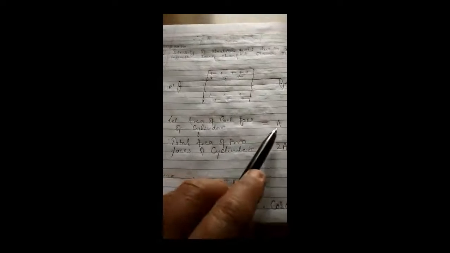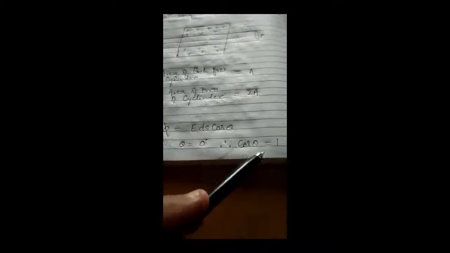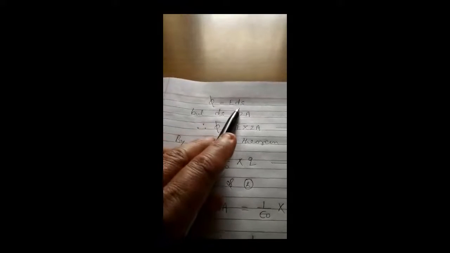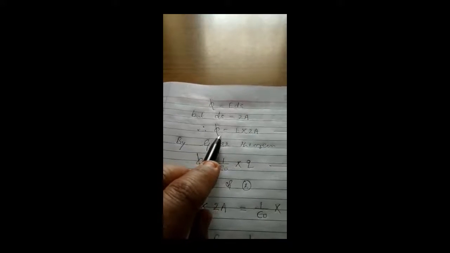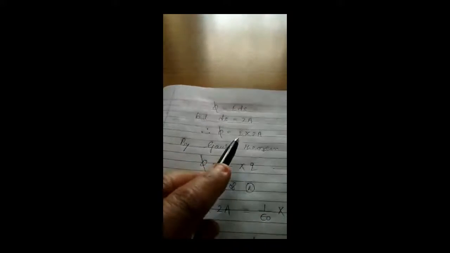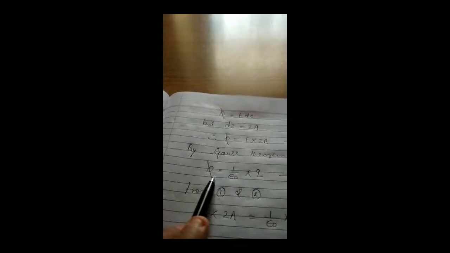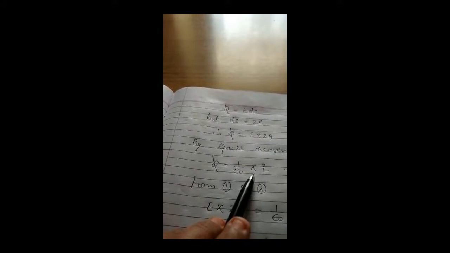Now we will suppose the area of each face of the cylinder is equal to A. So the total area of the two faces of the cylinder will be equal to 2A. Now we know phi is equal to E ds cos theta, but theta is equal to 0 degree. Therefore cos theta will be equal to 1, and therefore phi will be equal to E ds. Now ds is the area and that is equal to 2A, so phi will be equal to E into 2A.